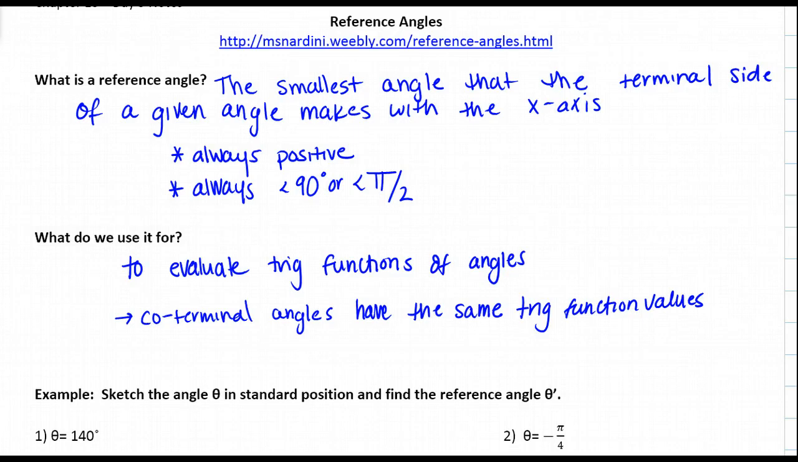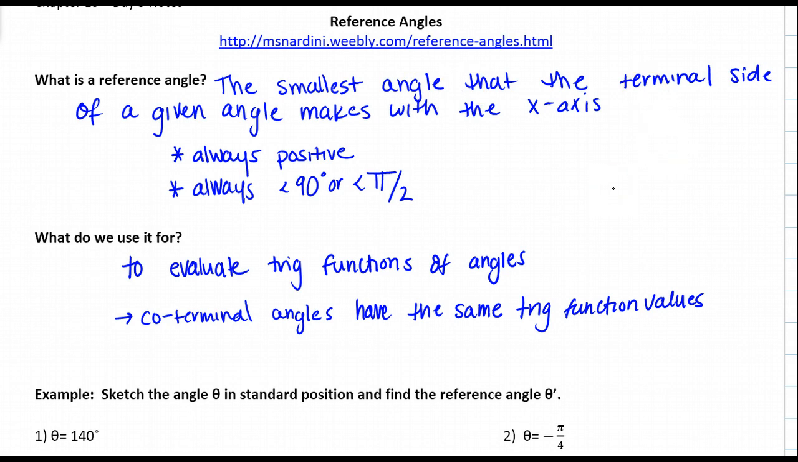Hi everybody. Today's lesson is on reference angles. So, I know you're dying to know, what is a reference angle? Well, it's the smallest angle that the terminal side of a given angle makes with the x-axis.